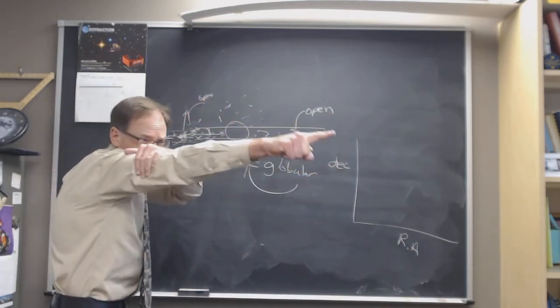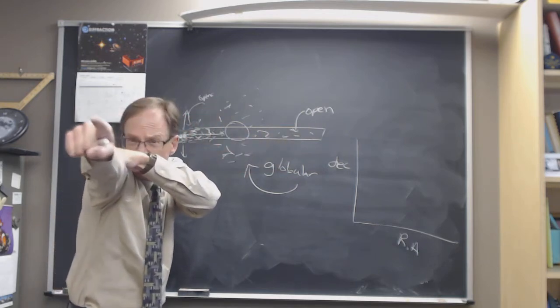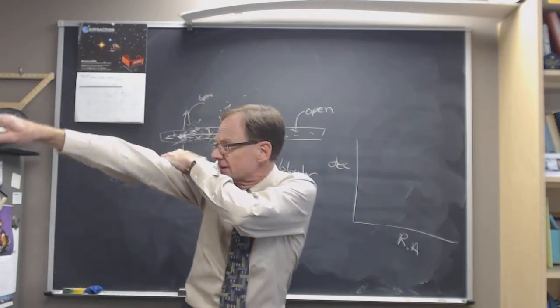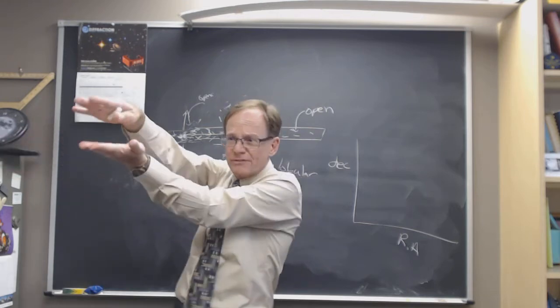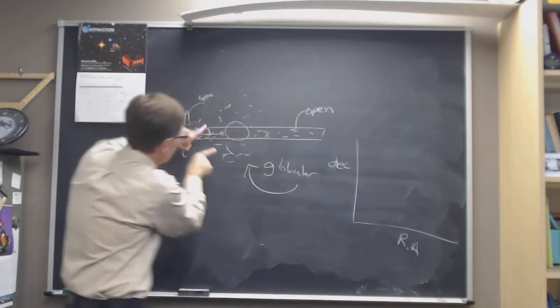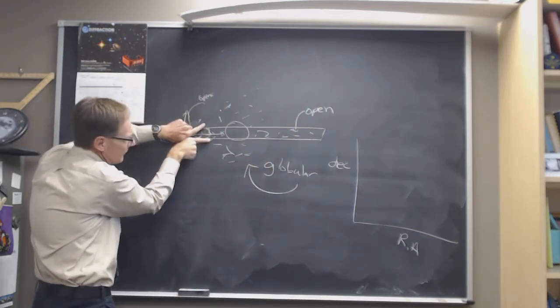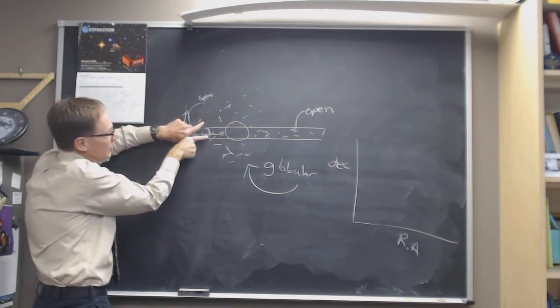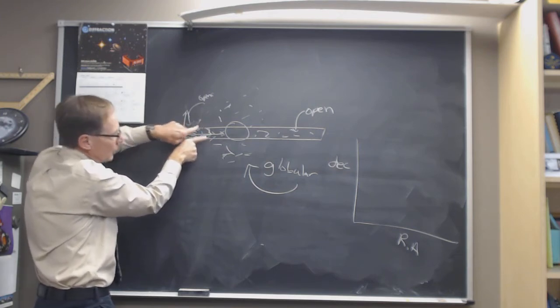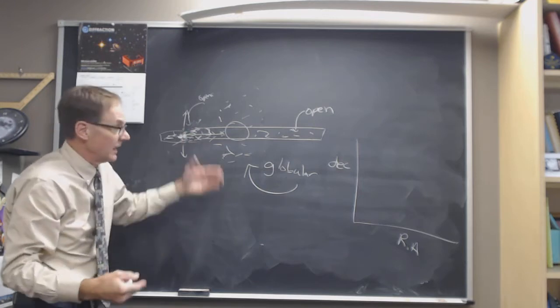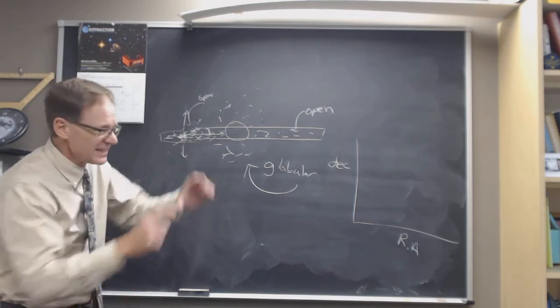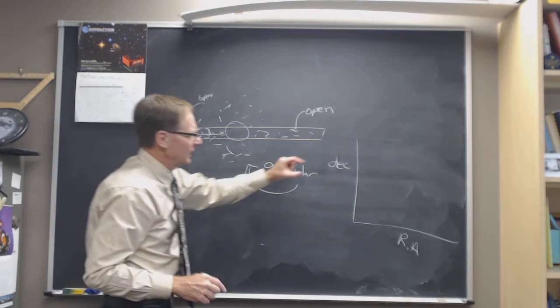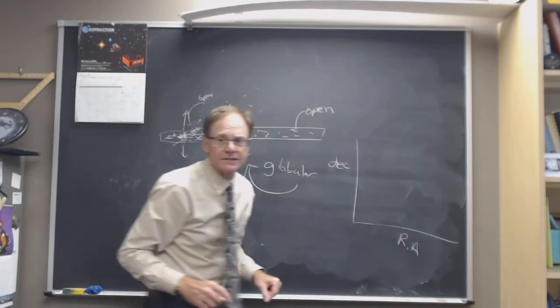If we have to look this direction, this direction, this direction, in order to see the stuff, we have a fairly narrow range of direction where we're going to see a lot of material. In this case, a lot of open star clusters. So that's a narrow band on this declination versus right ascension graph.